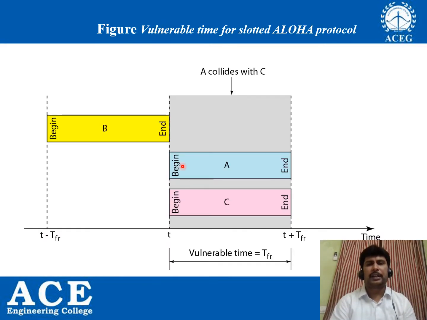What is the vulnerable time for slotted aloha? We mentioned that vulnerable time is the time period in which there is a probability of collision of one frame with another. Since in slotted aloha we transmit frames only at the beginning of a new time slot, we will have a collision only during the frame transmission time. So the vulnerable time of slotted aloha is only TFR, the frame transmission time, which is half of the vulnerable time of pure aloha, which is 2 times the frame transmission time.